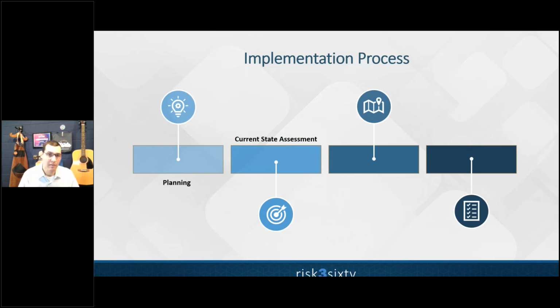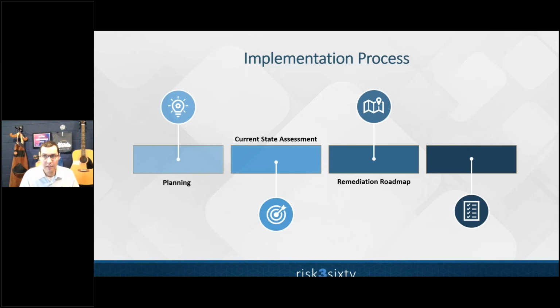There we jump into the current state assessment. So when we perform the initial current state assessment, that also satisfies the internal audit requirement going into your initial certification audit. But here we'll conduct a series of walkthroughs, go through the PIMS, go through all the in-scope controls, and assess whether or not those are met.